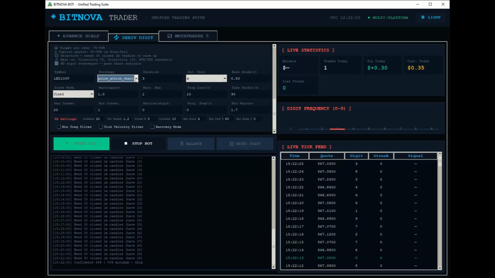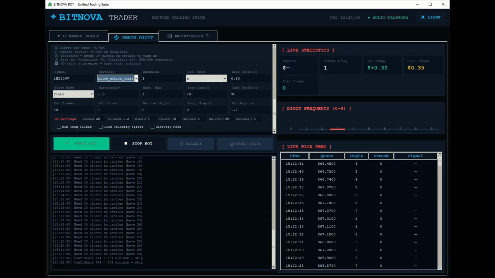Every 50 trades, it prints a leaderboard right in the log, showing you exactly which strategy is performing best in current conditions. You always know what's working and what isn't. A strategy is only as good as the risk management around it, so let's talk about that.